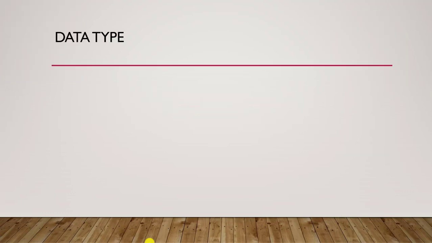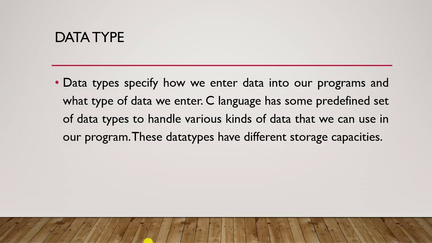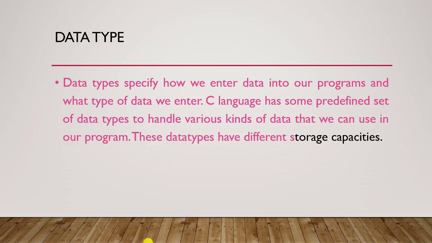Data type. What is a data type first? Data types specify how we enter the data into our programs and what type of data we enter, because there are different types of data that we usually enter into a program. It can be an integer, it can be a character, it can be a string, it can be anything. So what type of data are we going to deal with?